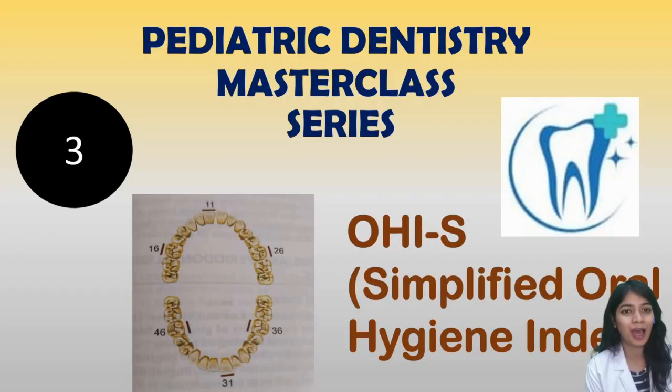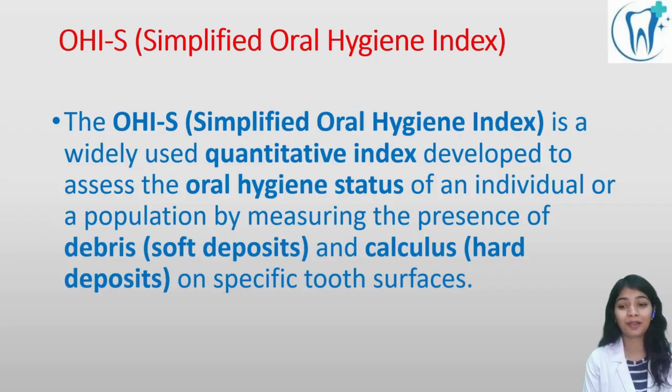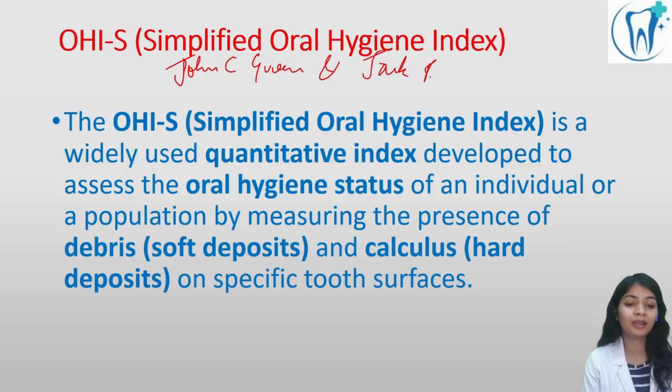So today I'm going to teach you a short topic on oral hygiene index simplified from the module of pediatric dentistry. So let's begin with the topic. So see, OHIS, Simplified Oral Hygiene Index, is given by John C. Greene and Jack R. Vermillion in 1964. So please keep this in mind.